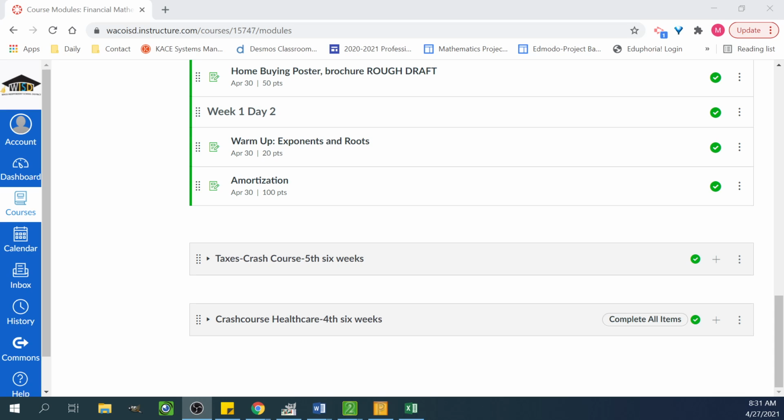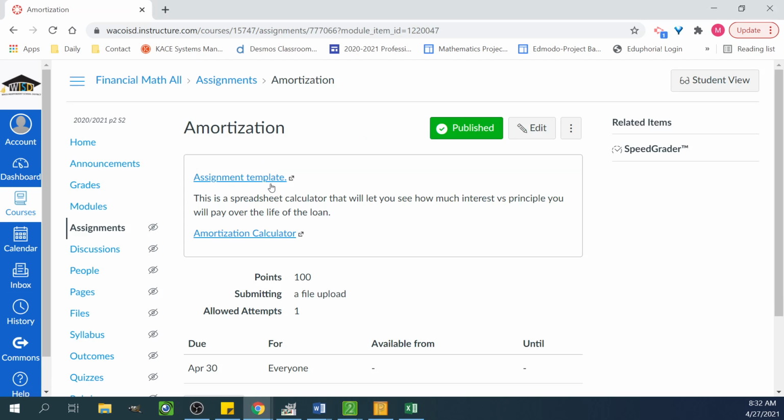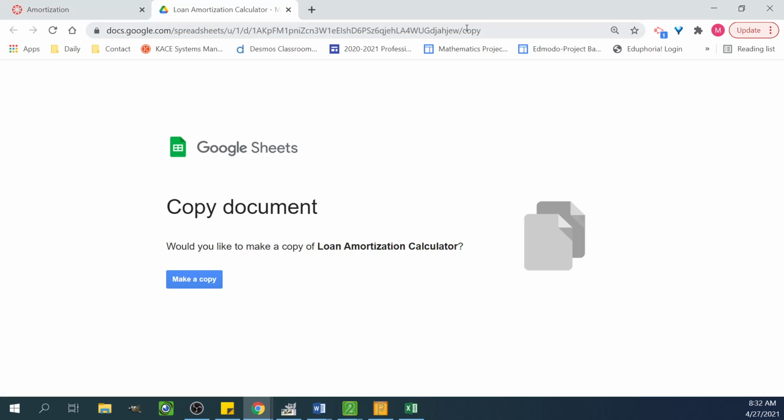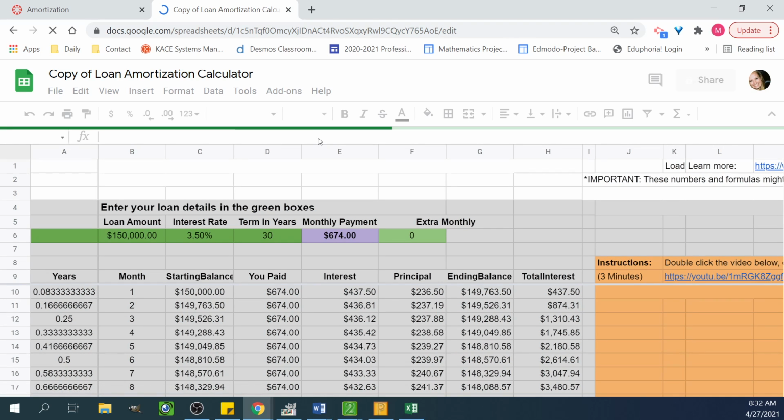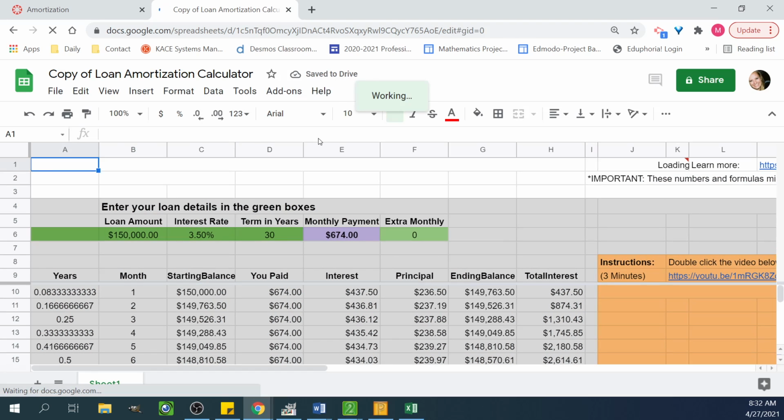I'm going to pause for a second. If you guys will just take the chairs down for us. Okay, if we go over here to amortization, I'm going to walk you through this. This is your assignment, which I'll open in a minute, but I want to show you the calculator first. You're going to have to make a copy because it's editable, so you can change it. I'm going to shut the door because I don't want to listen to that.